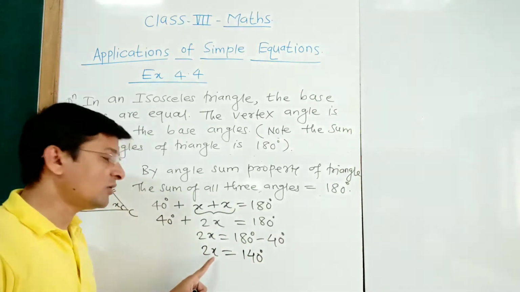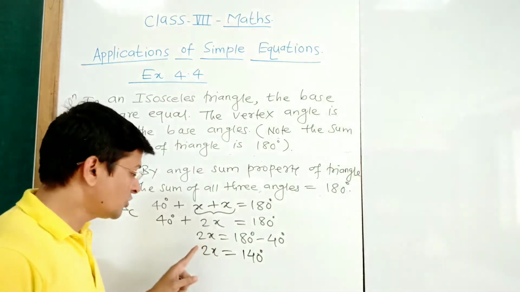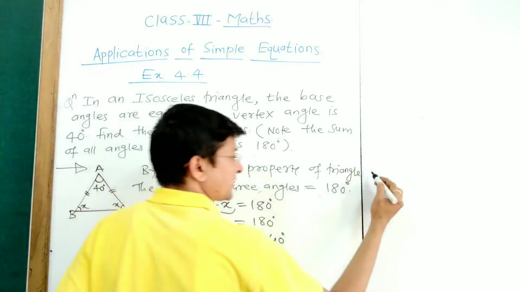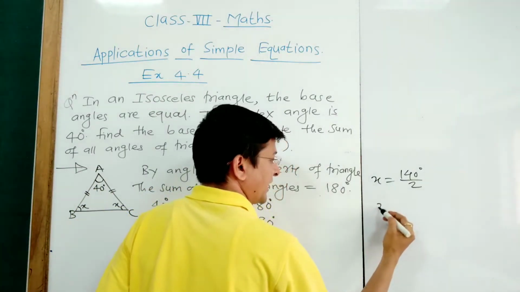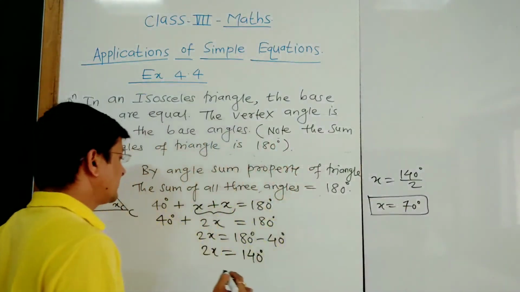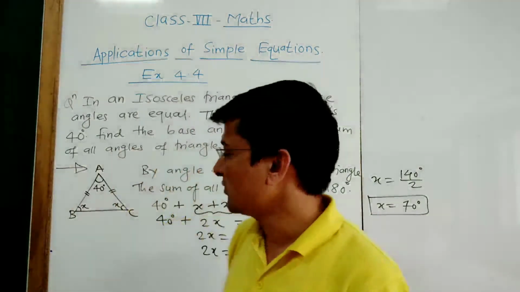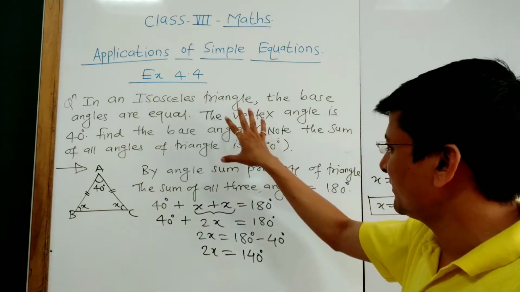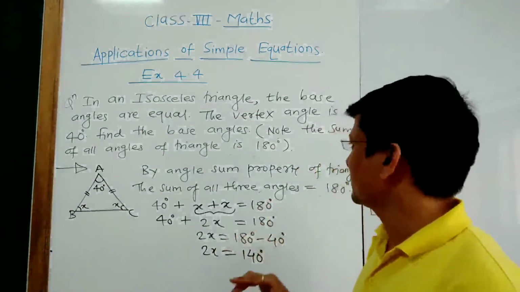Now to find the value of x, we shift this 2 from left side to the right side. 2 is multiplied on LHS, it becomes divided on RHS. So here we get x is equal to 140 degree upon 2, that means 70 degree. So here we get the base angles x is equal to 70 degree. In this way, first we set up the equation for the given word problem and then we find the value of variable x.